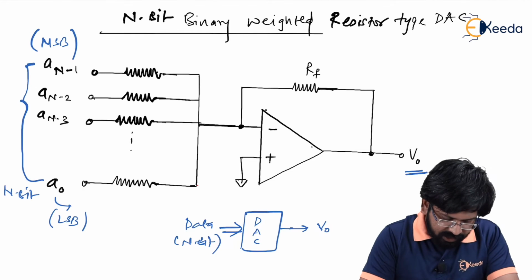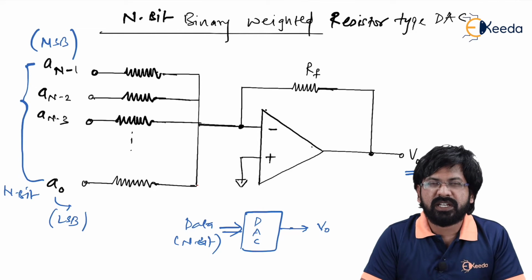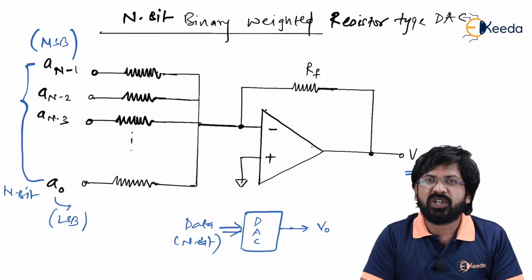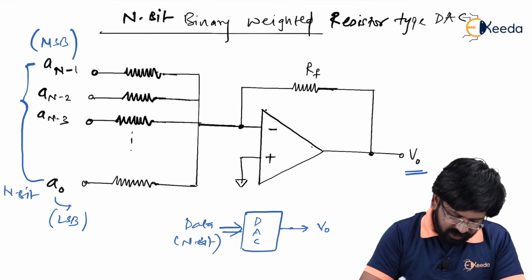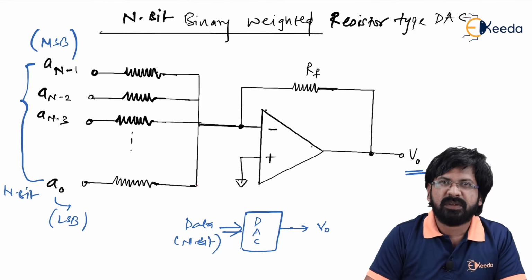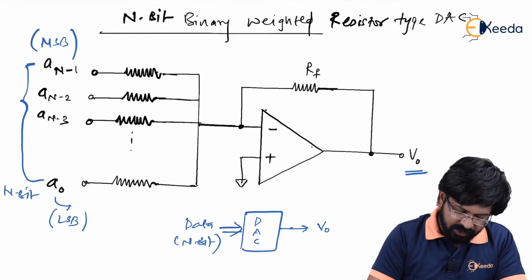How come it has become n bit? Of course, from A0 to A3, it becomes 4 bit, A0 to A5 becomes 6 bit. So A0 to An minus 1 will become n input bit data.